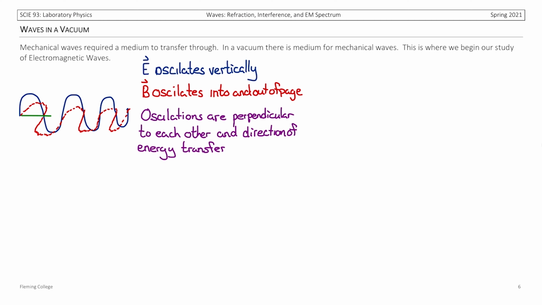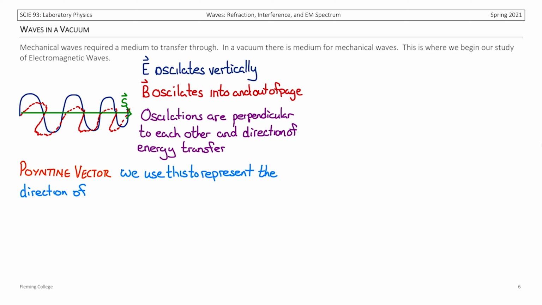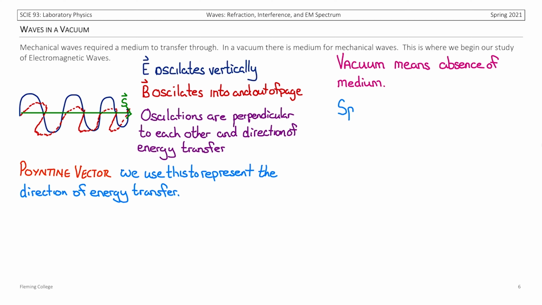So we're going to draw the direction of energy transfer in green, and we represent that with the vector S. And we refer to this as the pointing vector. So we're using the pointing vector to represent which direction the energy transfer points in. Now, if vacuum means the absence of a medium, and the speed of our waves is always dependent on the properties of the material the wave is transferring through, how do we determine the speed of our wave? Well, all electromagnetic waves travel at the speed of light.